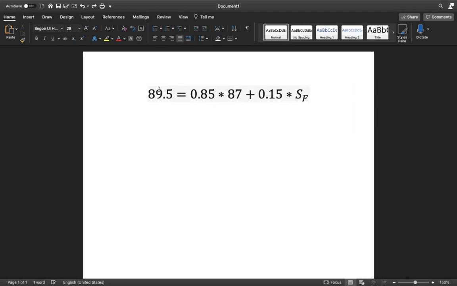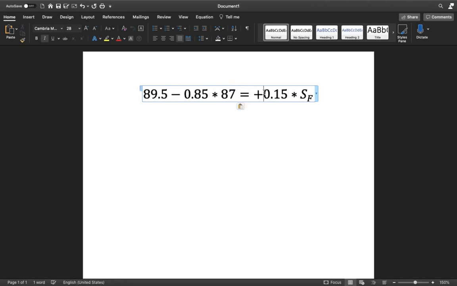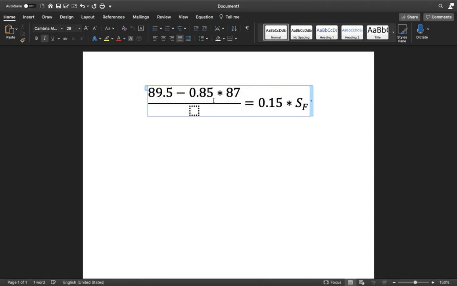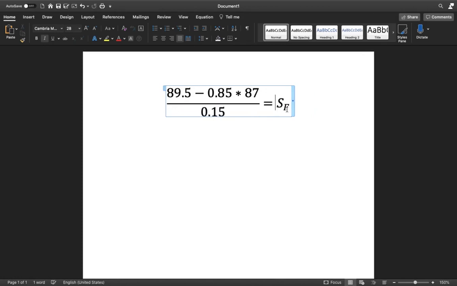So we want to solve this equation. Score equals 0.85 times the current score plus 0.15 times the score for final, and you want to solve that for score final. Hopefully, you can see what I did there. So I can now subtract this from both sides, and then divide this by 0.15 to have solved for S sub F, score final.